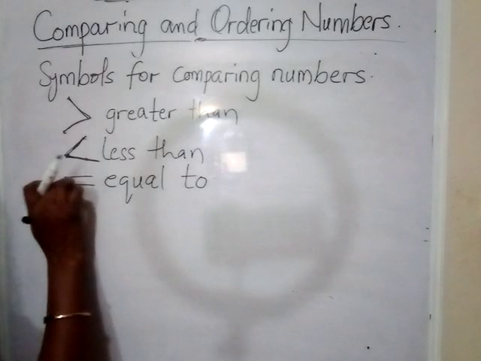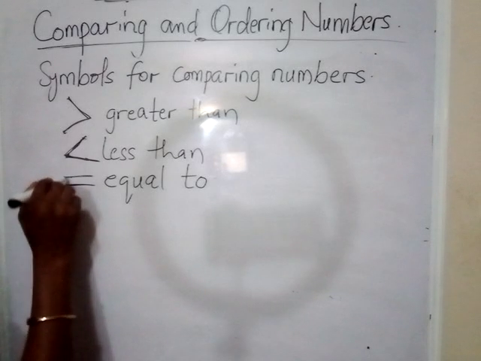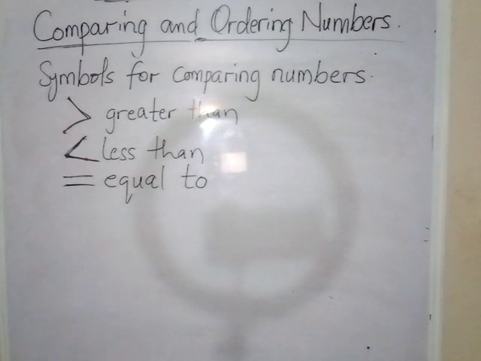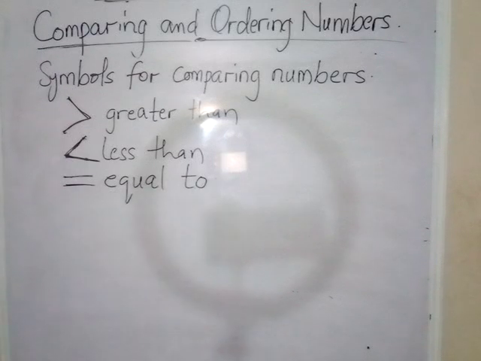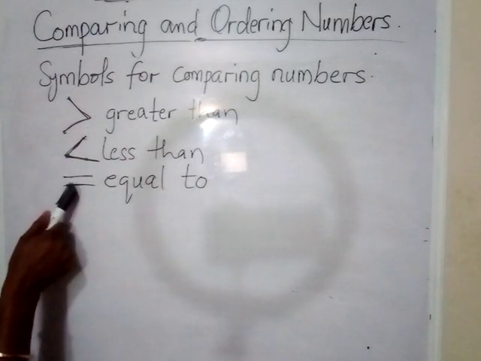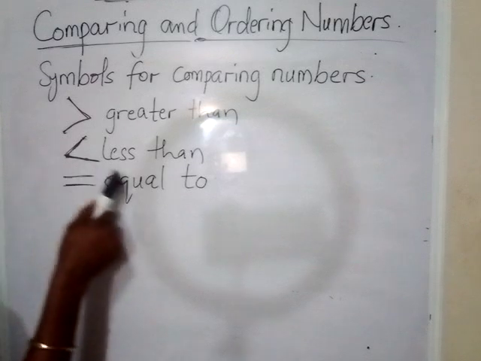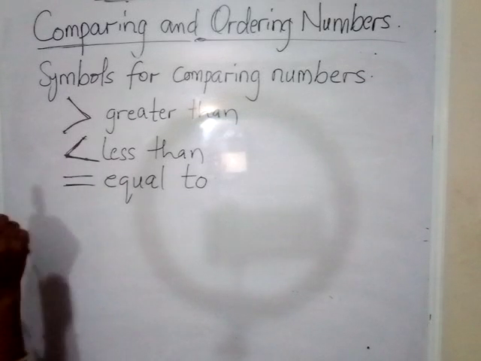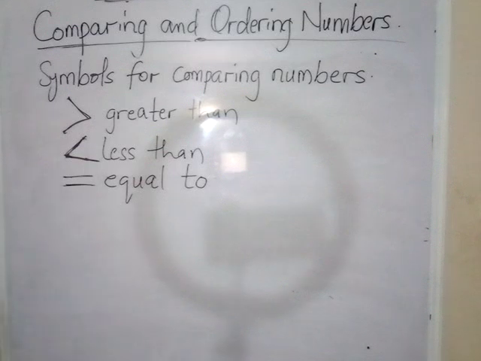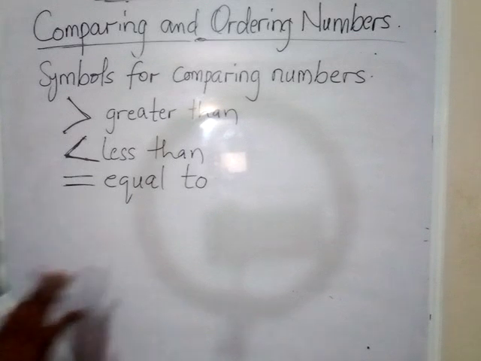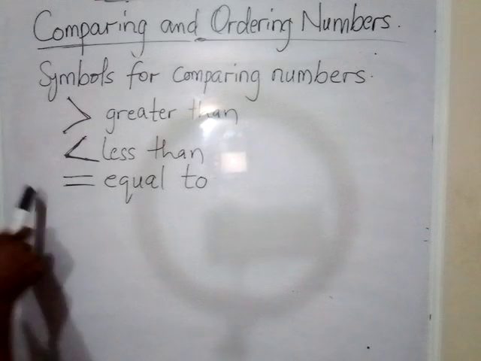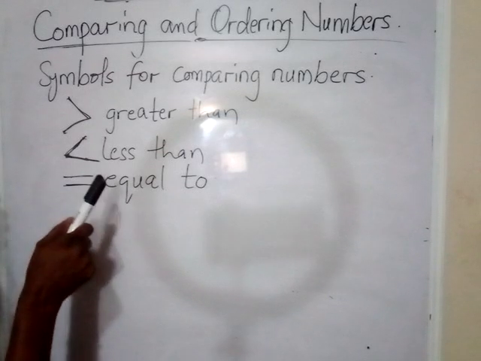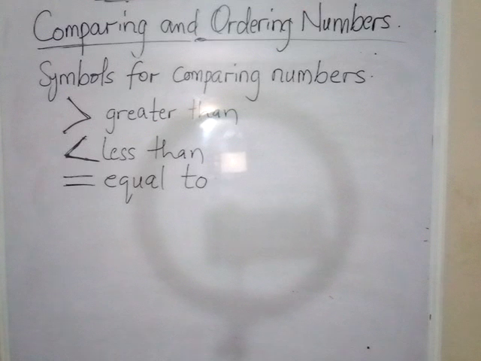And lastly, we have these two dashes. In mathematics, this sign or symbol means equal to. So if you have this sign, it means that the numbers at both ends of this sign have the same value. What does it mean that they have the same value? It means that both of them are equal. Both of them are the same. That means none is bigger than the other, or none is smaller than the other.